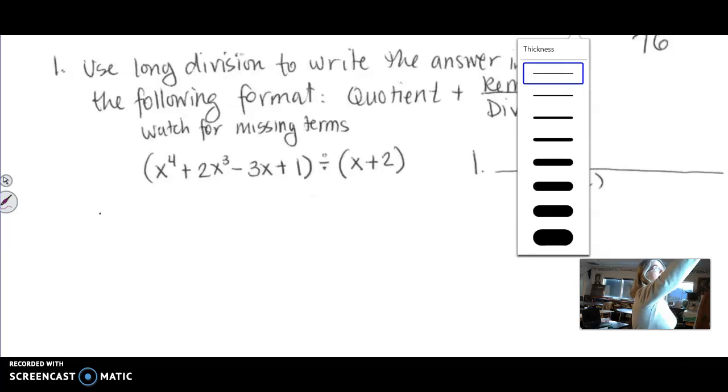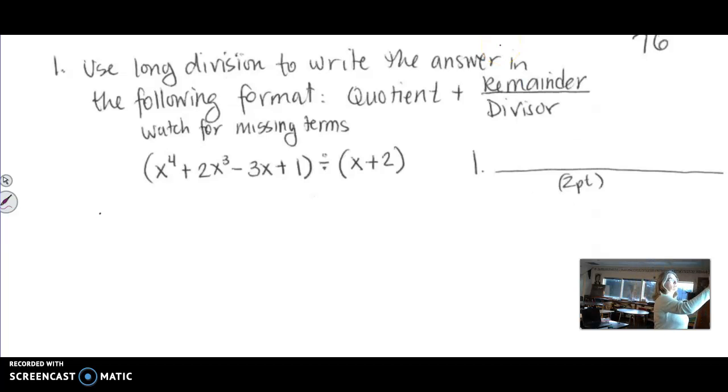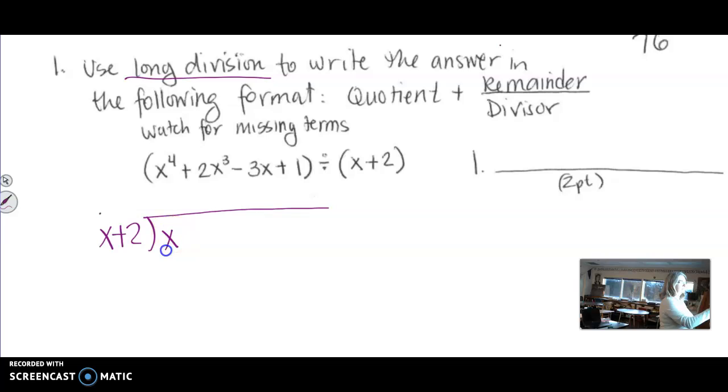Okay, so I'm going to start out with number 1 here, and we're going to do long division for this problem. This one's kind of tricky, because, well, you'll see. Our divisor is x plus 2, and our dividend is x to the 4th, the 4th degree term, plus 2x to the 3rd. Notice there is no 2nd degree term, so you need to keep your eye out for missing terms. Here we have to add in a placeholder of 0x squared, and then minus 3x, and then plus 1.